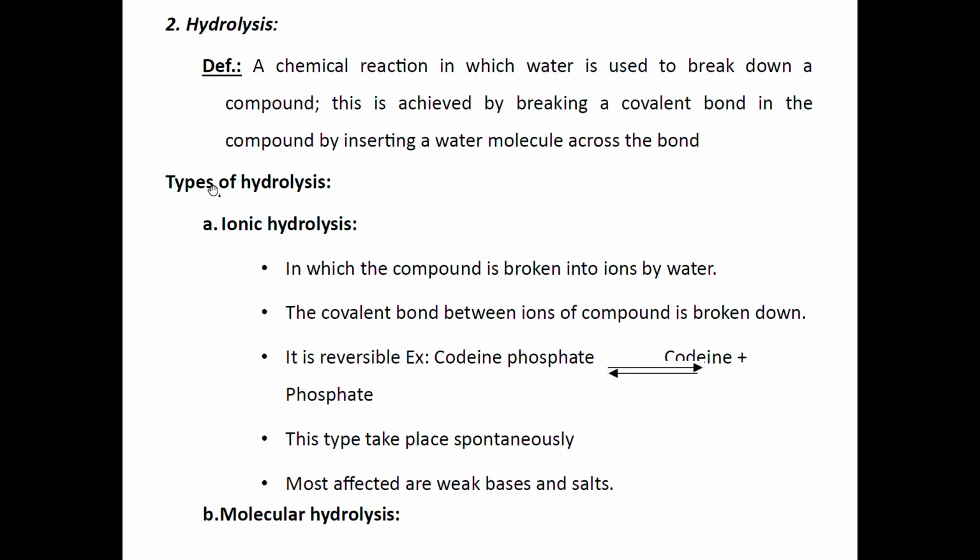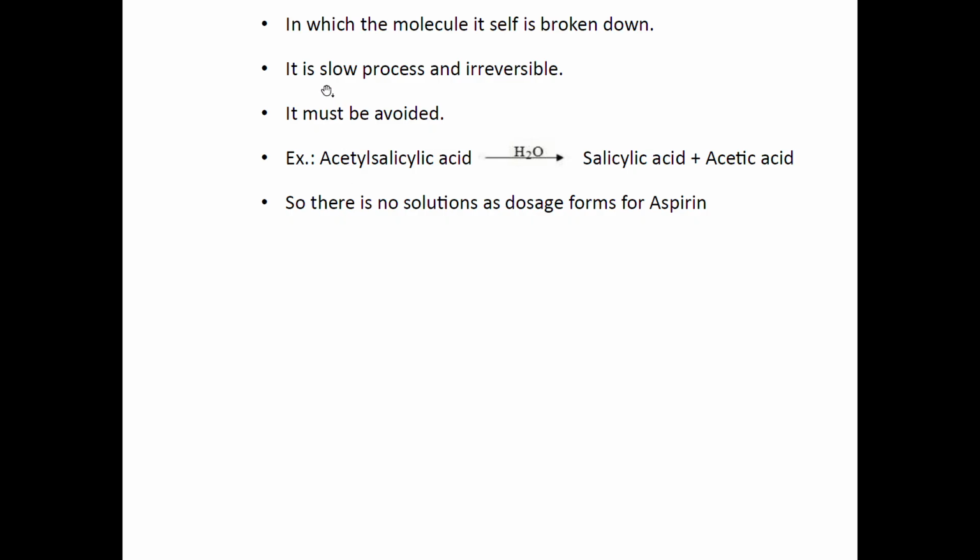So there are a number of hydrolysis processes, like ionic hydrolysis and molecular hydrolysis. Ionic hydrolysis means it will form ions, in which a compound is broken into ions by water. The covalent bond between ions and compound is broken down, like codeine phosphate is converted into codeine and phosphate. This type takes place spontaneously. Most affected are weak bases and salts. Then molecular hydrolysis is a slow and irreversible process. It must be avoided. Then acetylsalicylic acid gives salicylic acid and acetic acid. So there is no solution dosage form for aspirin.